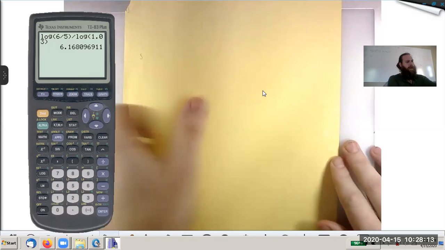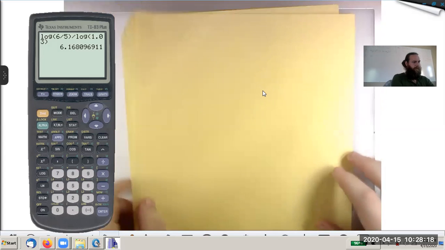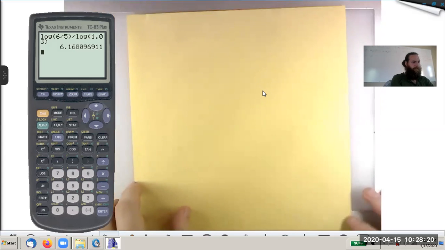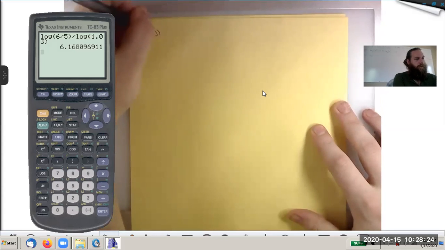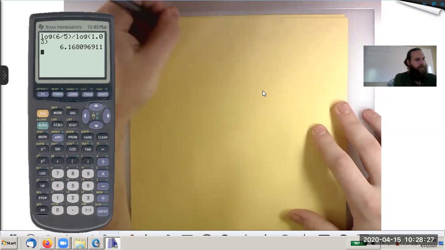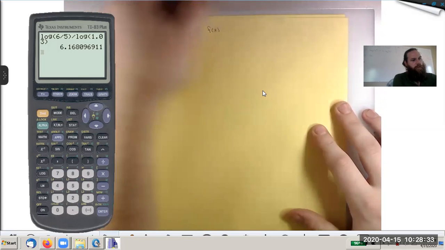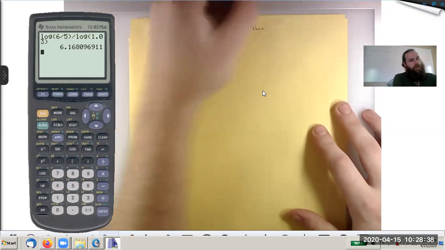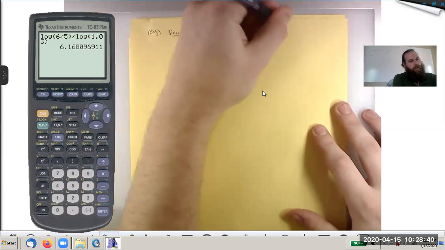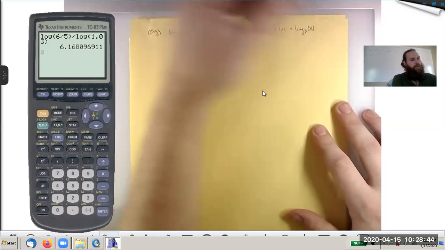I would like to think back a little bit to 5.1 and 5.2, just to make sure that we're comfy with some of those concepts. You could say something like, if f of x is 3 to the x, then f inverse of x is log base 3 of x.